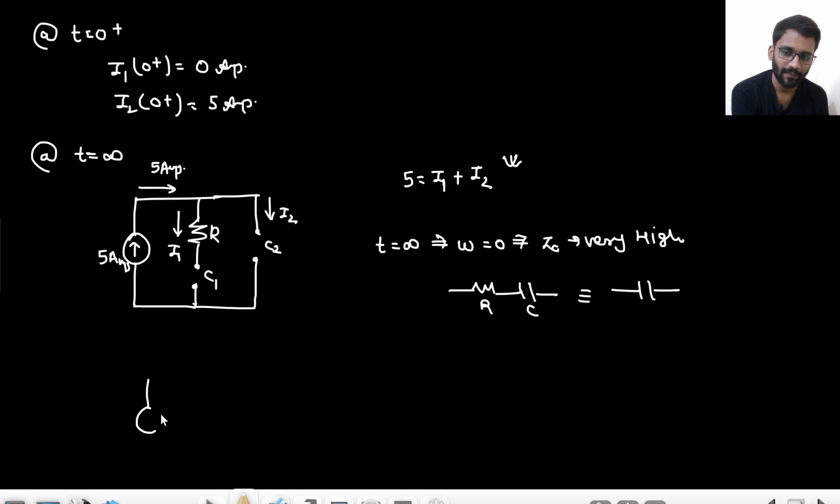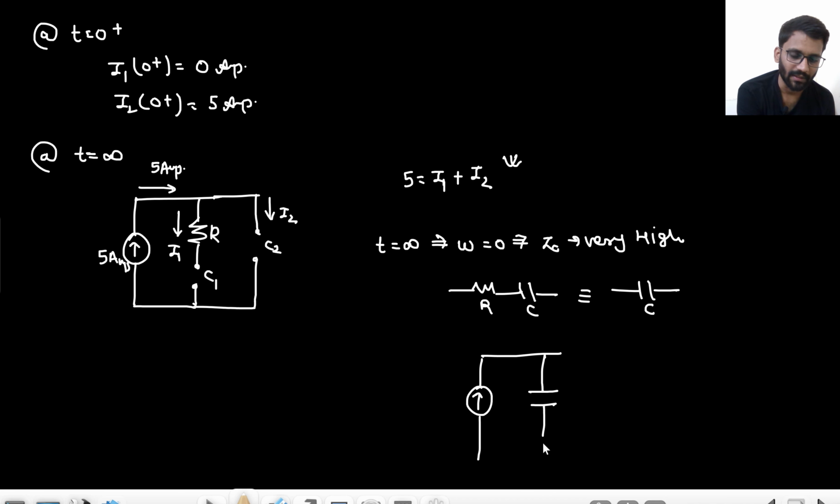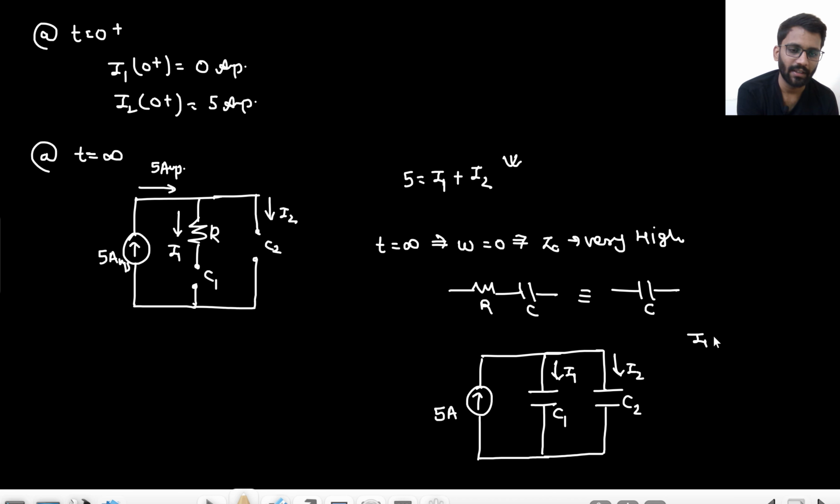So how will the circuit look like now? With a single capacitor. 5 ampere current source. This series RC will be replaced with a single capacitor C1, right? And this series RC will be replaced with a single capacitor C2. This is 5 ampere current, this is I1 and this is I2. What about I1 at t equals to infinity? The 5 ampere current will be divided into C1 and C2 in proportion, because in case of capacitance the current is divided in proportion. So 5 C1 upon C1 plus C2. And what about I2 at infinity? That is 5 C2 upon C1 plus C2.